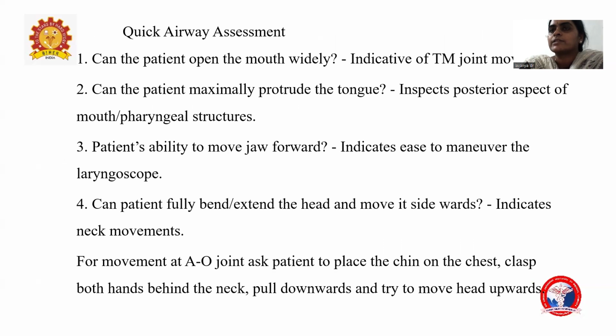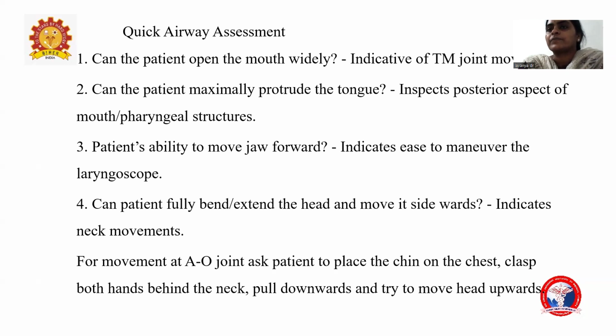The quick airway assessment can be done by asking the patient to open the mouth widely. If no, there is a difficult airway. When the patient maximally protrudes the tongue, it affects the posterior aspect of the mouth and pharyngeal structures. The patient's ability to move the jaw forward indicates the ability to maneuver the larynx. Can the patient fully bend or extend the head and move it sideways indicates neck movement.